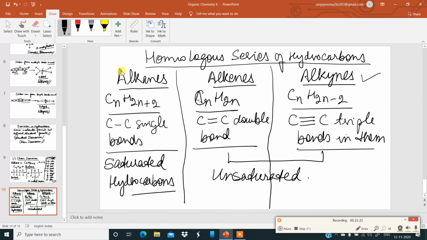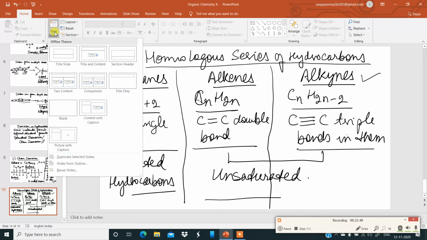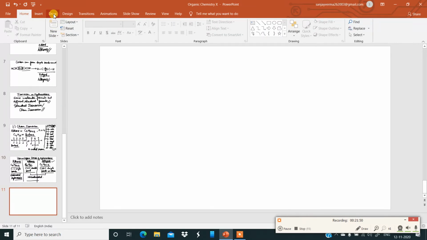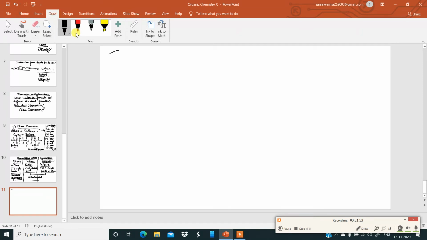Beyond alkenes and alkynes, outside hydrocarbons, we can have other homologous series called alcohols or halogen derivatives or aldehydes or carboxylic acids. But our syllabus is confined only to the study of the alkanes, alkenes and alkynes respectively. Next, I would like to explain in detail the homologous series. First, alkanes.